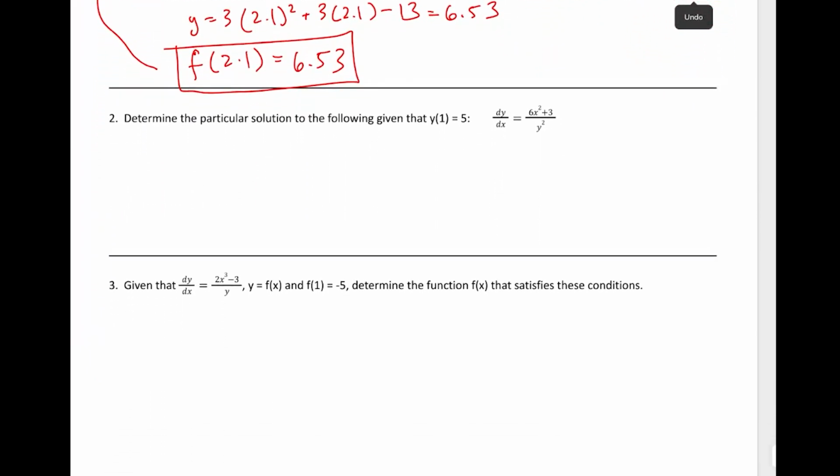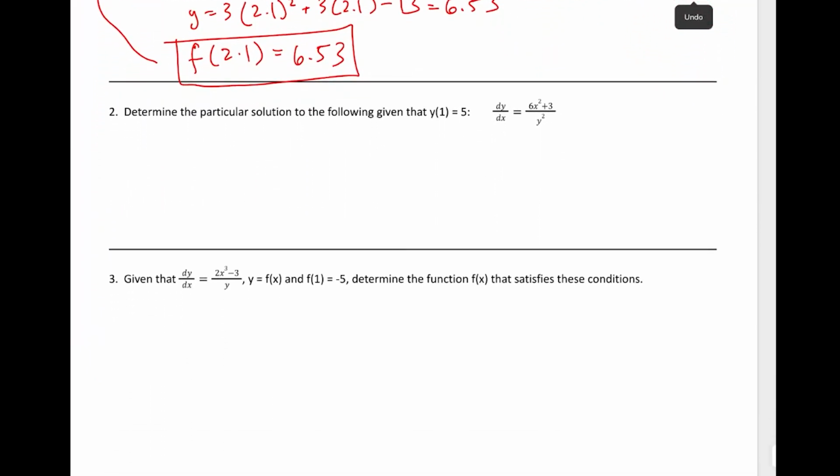Number 2 says determine the particular solution. Now here we're just getting straight to it. We're going to separate out the x's and the y's. We're going to integrate both sides, solve for c, and finally we're going to solve for y. And that's really our ultimate goal here, to figure out what y function would have its slope as 6x squared plus 3 over y squared.